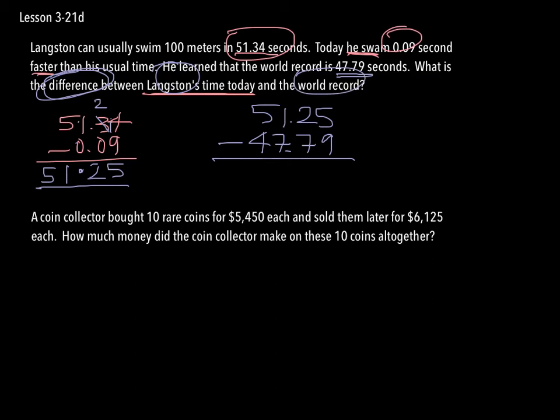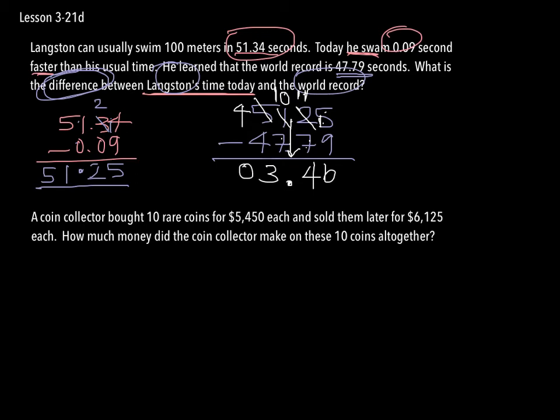All right, let's switch colors here. 5 less 9 I can't do. Go to my neighbor. 2 becomes 1. 5 becomes 15. Now 15 less 9 I can do, and that's going to be 6. 1 less 7 I can't do. Go to my neighbor. Neighbor becomes 0. My 1 is now 11. 11 less 7 is 4. Right away, boys and girls, I'm going to bring my decimal point down. Notice how I lined it up. And then 0 less 7 I can't do. So 5 becomes 4. 0 becomes 10. 10 less 7 is 3. 4 less 4 is 0.